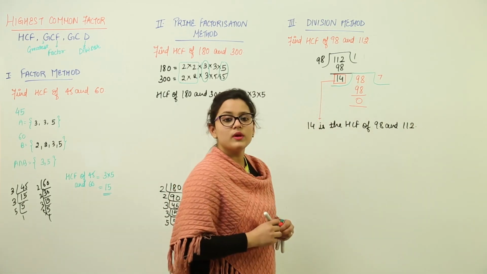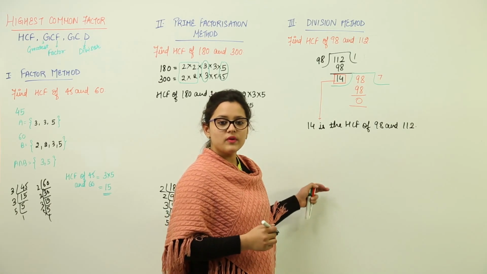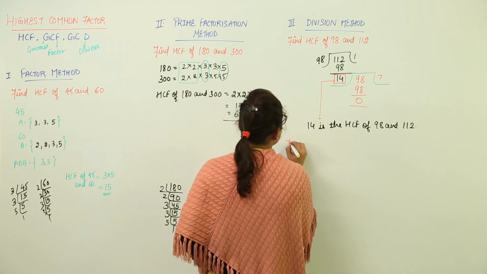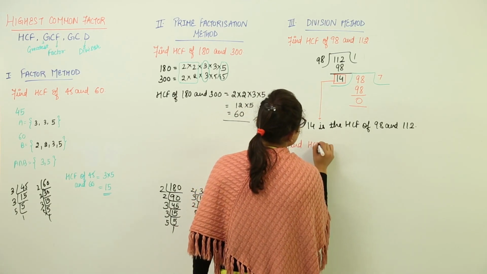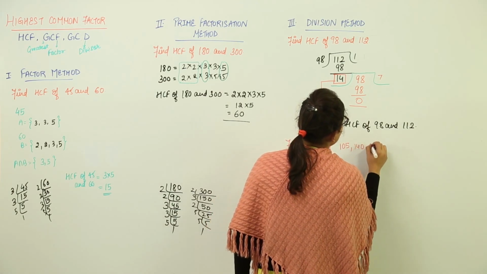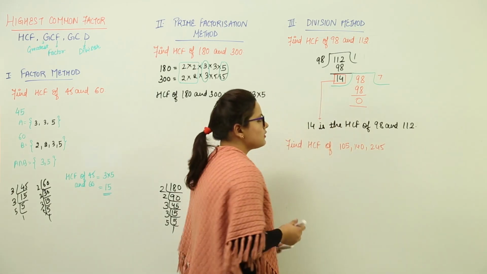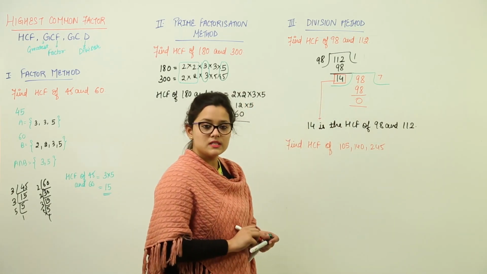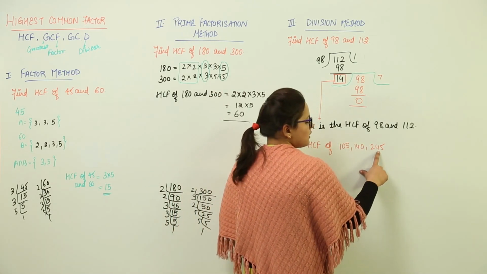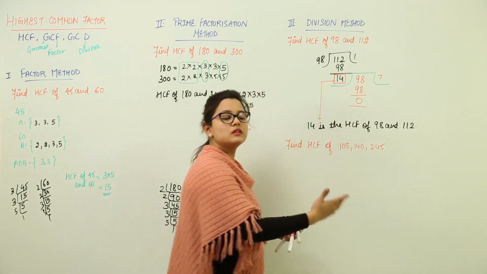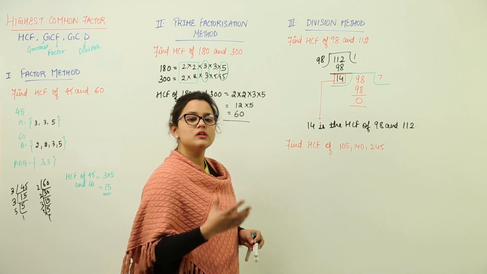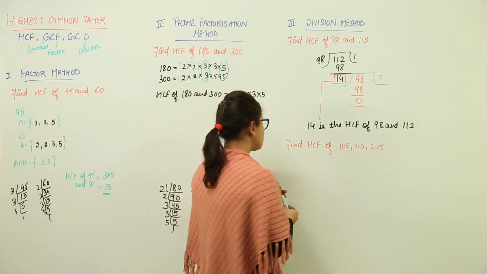This was the case when you have only two numbers and you have to find the HCF of two numbers using the division method. There could be a case, for example, in which you have to find the HCF of three numbers. So find HCF of 105, 140 and 245. First of all you will have to find the HCF of two numbers. The HCF of the first two numbers is to be taken along with the third number, and you find the HCF of them, and the final HCF will give you the HCF of all three. So let us start.